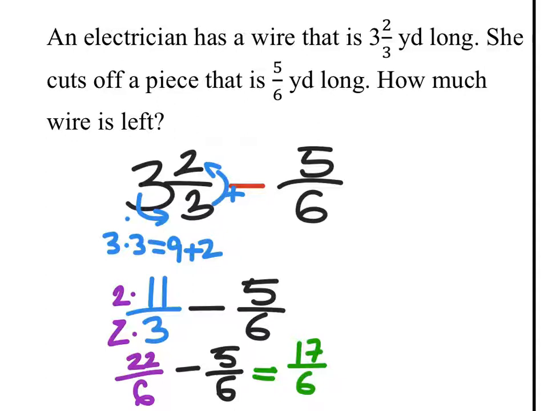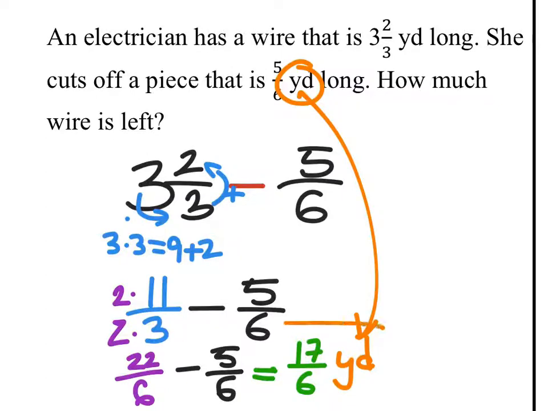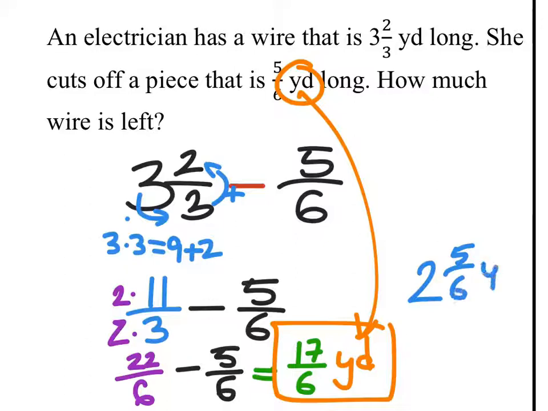into the units, which in this case was yards. So don't forget to label your answers. 17/6 yards is okay. If you're like, Mr. Sal, I don't feel comfortable until I see the mixed number on this thing, so be it. It should have been 2 5/6. But again, don't forget to label your answer in yards.